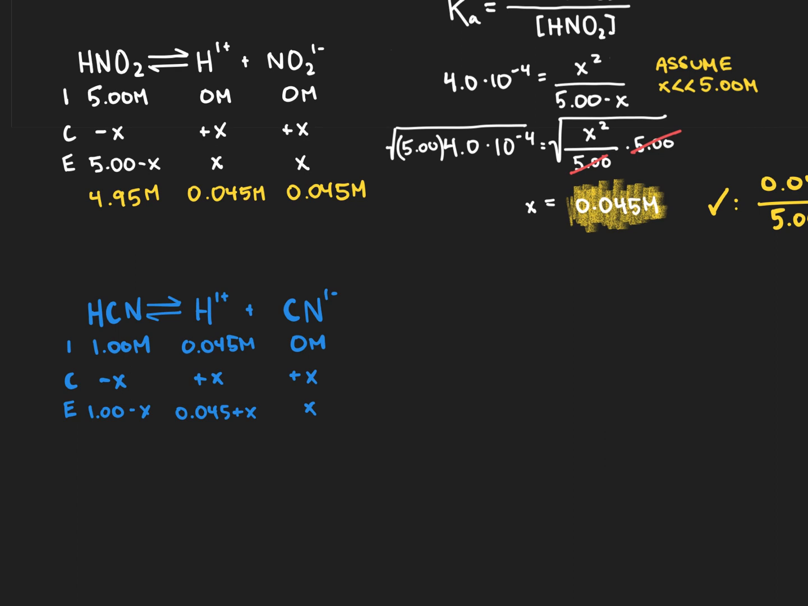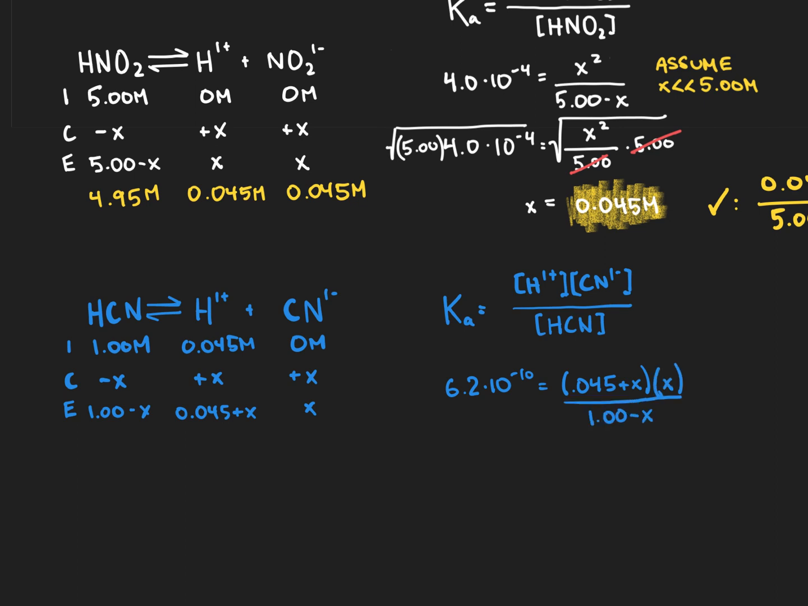And now that we've got the ICE table set up, we're off to go ahead and solve the way we know how. That is, we'll write our Ka expression. Our Ka expression is the concentration of hydrogen ion times the cyanide ion divided by the concentration of the molecular acid HCN. And now substituting in our equilibrium concentrations defined in terms of x from that ICE table gives me a value now of the Ka for HCN of 6.2 times 10 to the negative 10th, being equal to the concentration of H positive, which is 0.045 plus x, times the concentration of CN negative, which was x, divided by my equilibrium concentration of HCN, which is 1.00 minus x.